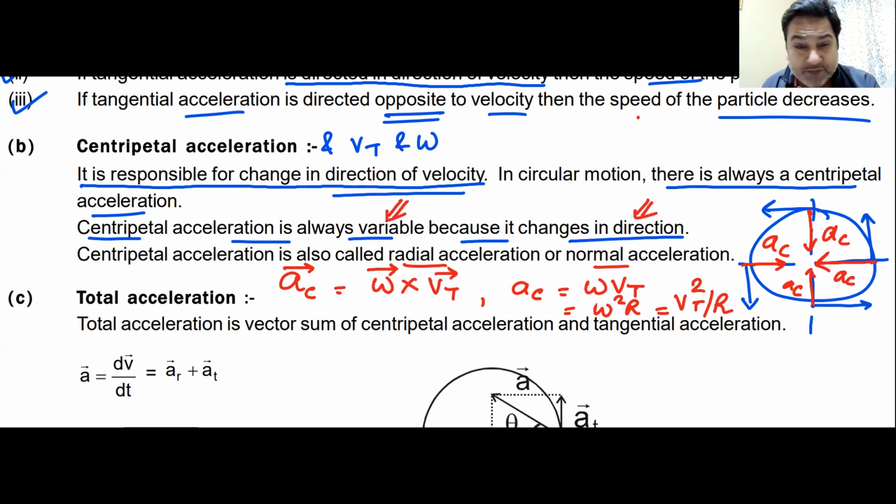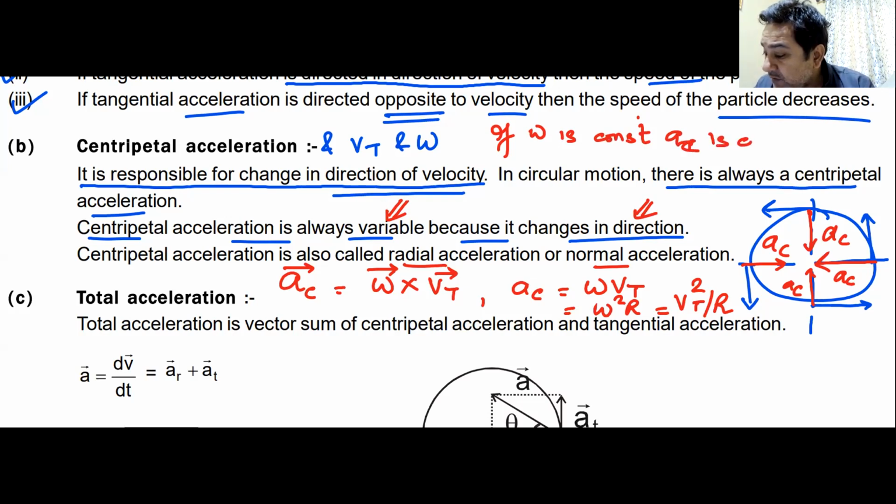So if you can see, if omega is constant, AT is constant, AC is constant. But when I say AC, I am only talking about the magnitude of AC. The direction of AC is always going to change. As you can see, the magnitude of AC will remain constant if omega is constant, because it is omega squared R. The magnitude will remain constant, but the direction will keep on changing.